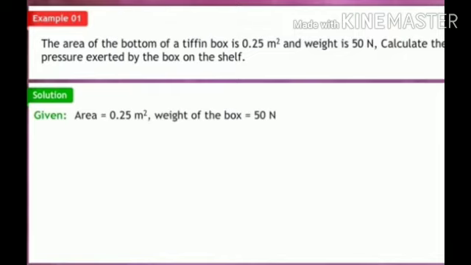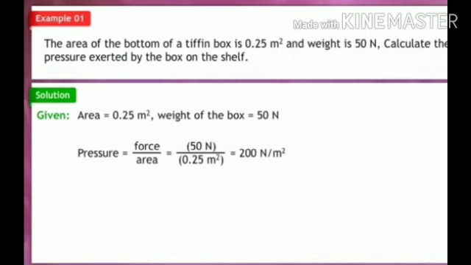Example 1. The area of the bottom of a tiffin box is 0.25 meter square and weight is 50 Newton. Calculate the pressure exerted by the box on the shelf. Given area is 0.25 meter square, weight of the box is 50 Newton. Now we know that pressure is equal to force upon area.